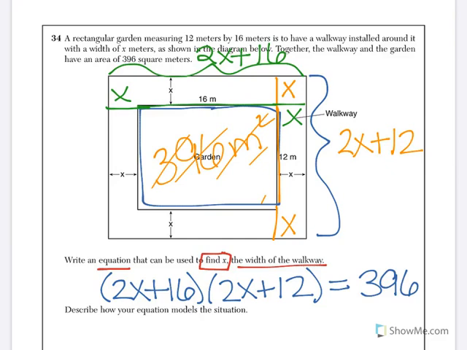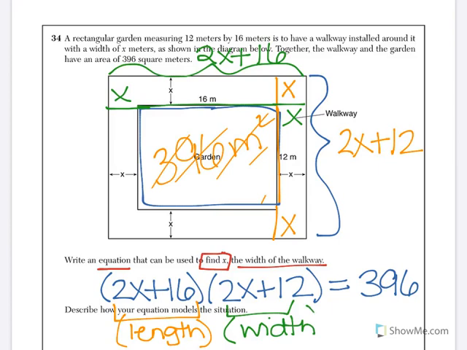Now the easiest and quickest way I could describe how this equation models the situation is that this is my length, and the 2x plus 12 is my width, and the 396 represents the area of the garden and the walkway. If you need to copy any of this down to understand it better, then you might want to pause the video now, because on the next page you won't see it.